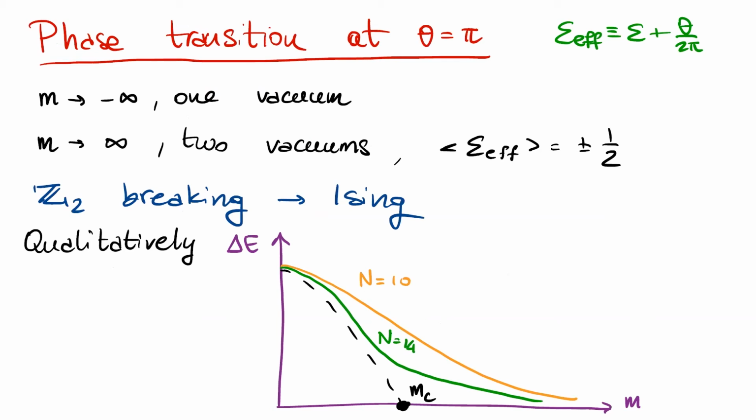If I have a very large and negative mass, you can see that I just have 1 vacuum. If I take a very large and positive mass, you see that you have 2 vacuums, and they have a non-zero average electric field. So this is what I was saying when there is a Z2 breaking. This has this effective epsilon, which is just epsilon plus the theta angle, to be 0 in this limit, and this one has a non-zero. So this is some Z2 breaking.